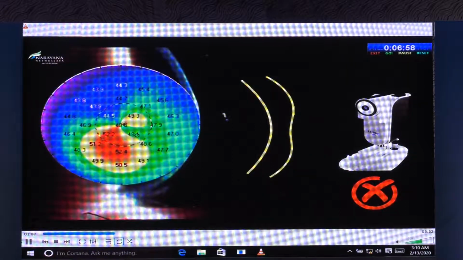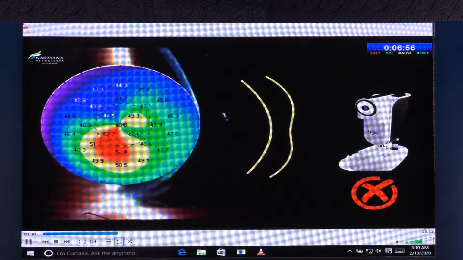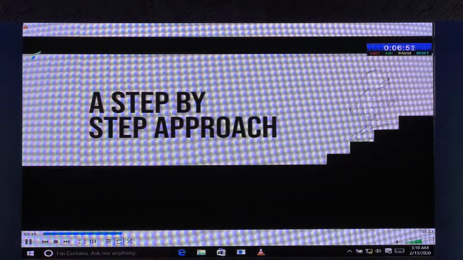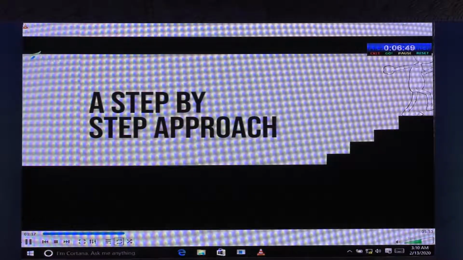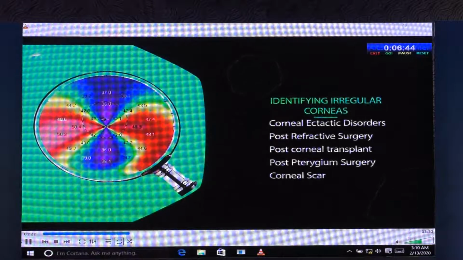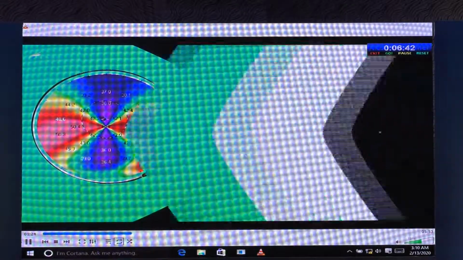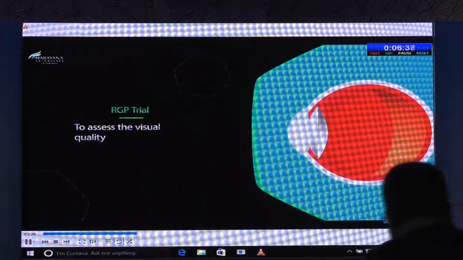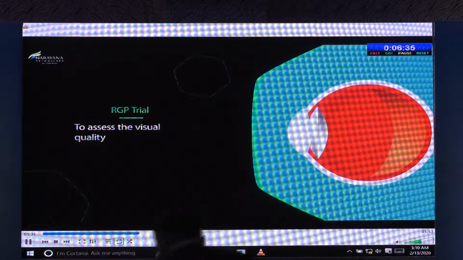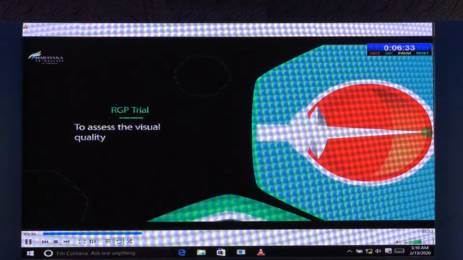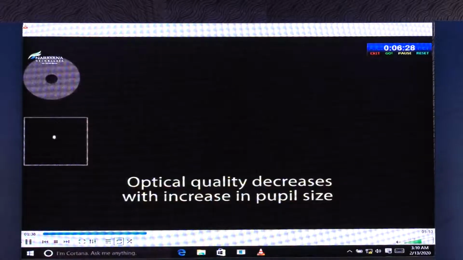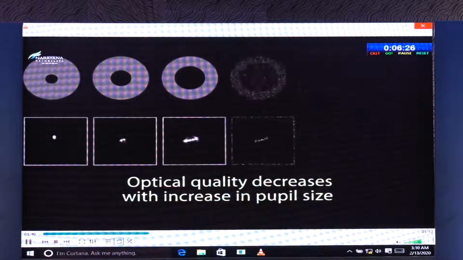Therefore, the effective corneal power is difficult to predict. Our video highlights a step-by-step approach to tackle the difficulty in IOL power calculation in irregular corneas. The first step is to identify an irregular cornea. The significance of the corneal irregularity on optical quality can also be assessed by a rigid gas permeable lens trial. It is also important to assess the mesopic pupil size because pupil determines the severity of optical scatter.